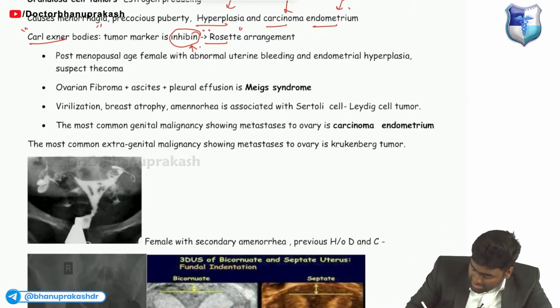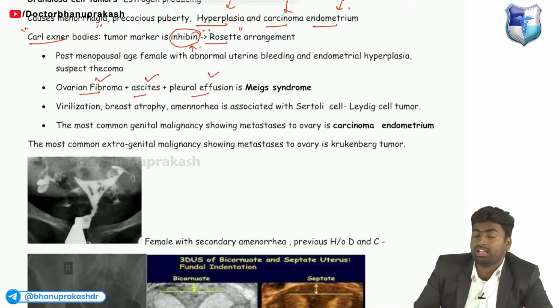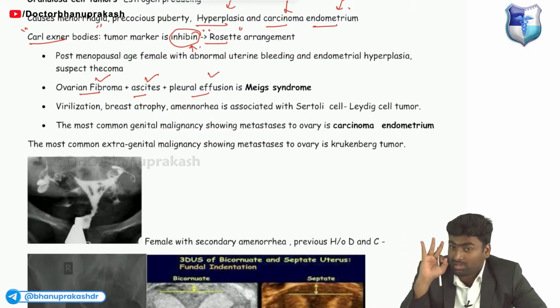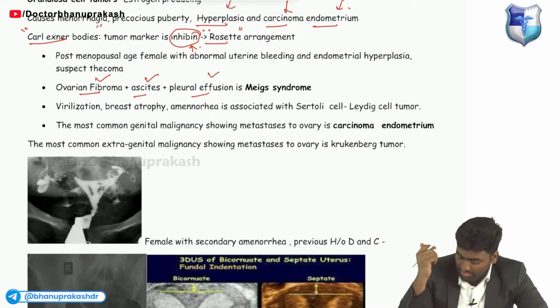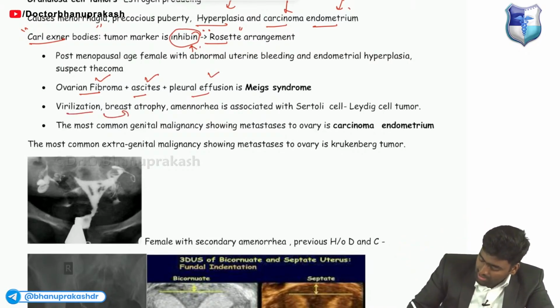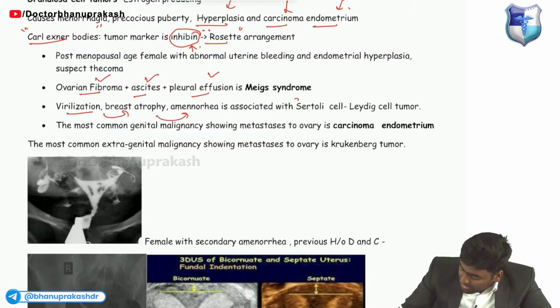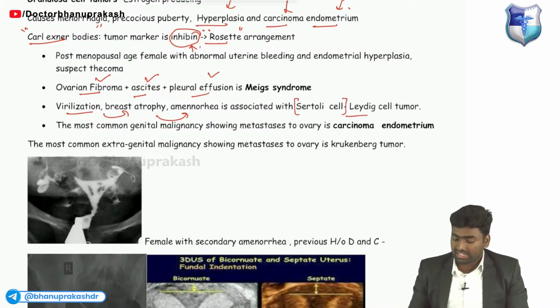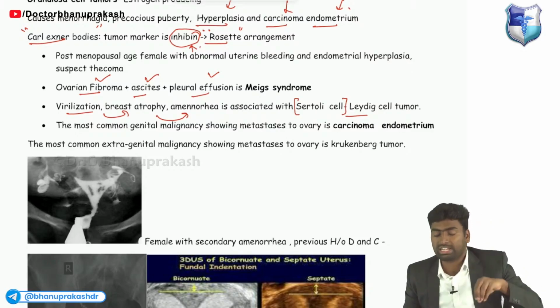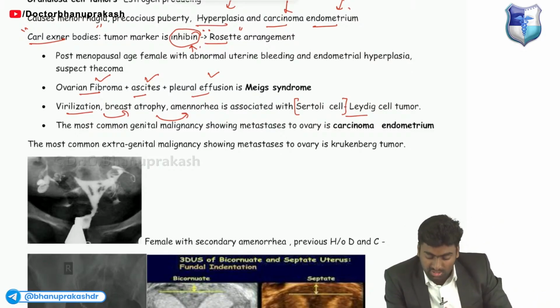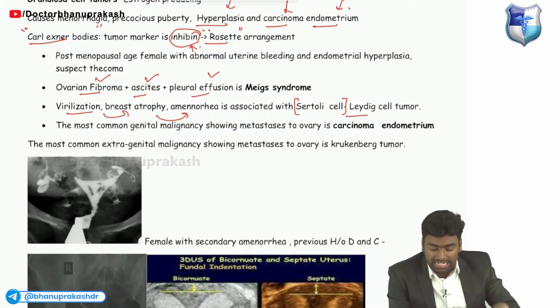And if there is a presence of ovarian fibroma along with ascites and pleural effusion, so fibroma, ascites, and pleural effusion is known as Meigs syndrome. So it is seen in a case of fibroma. Fine. And next, if there is virilization, breast atrophy, and amenorrhea, it is seen in a case of Sertoli-Leydig cell tumor. Remember, all of this virilization and increased testosterone features are seen in a case of Leydig cell tumor.